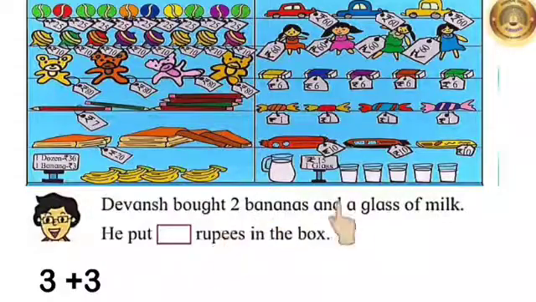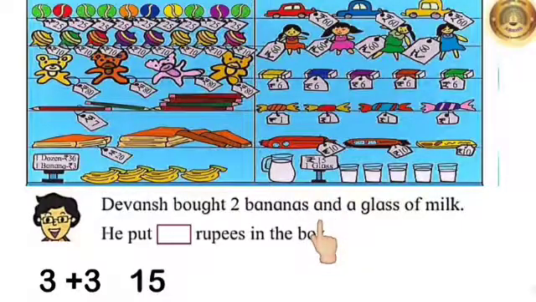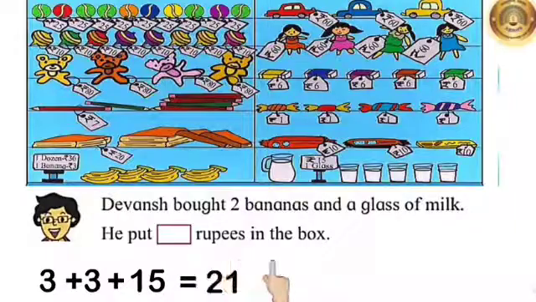And what is the cost of a glass of milk? 1 glass is equal to 15 rupees. So we will add 15 rupees. Now we will add it together. Then it becomes 21 rupees. Then Devansh will put 21 rupees in the box.